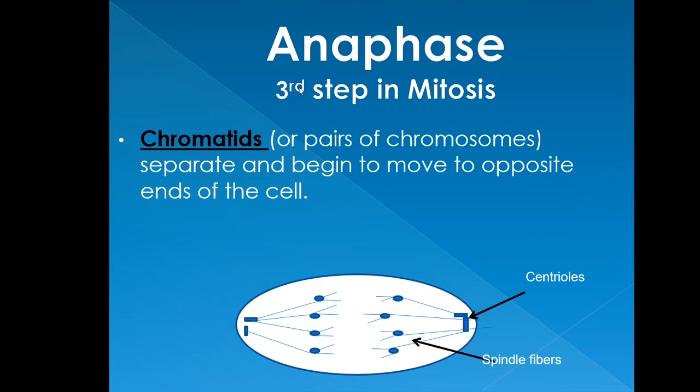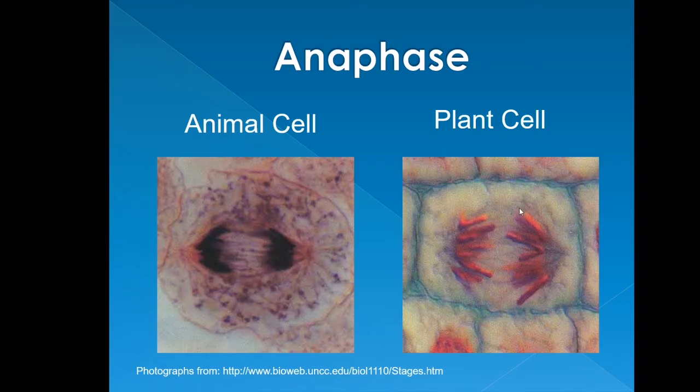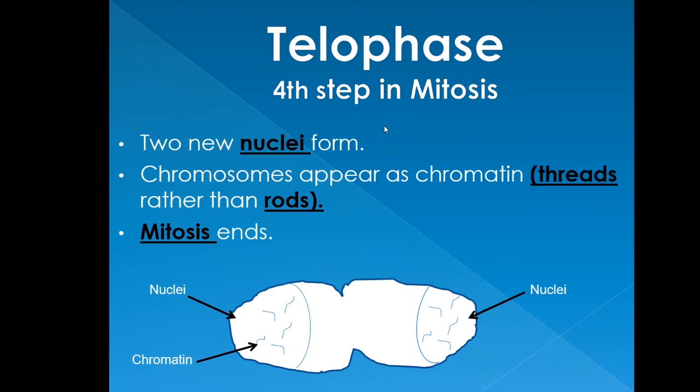And then in anaphase, this is our third step in mitosis. Chromatids, or pairs of chromosomes, sister chromatids, separate and begin to move to opposite ends of the cell. So we each take one copy of the chromosomes, and it starts to pull them apart. So it's like the centrioles are rolling in those ropes, or spindle fibers, to split them. And this is what it looks like under a microscope. It looks like a bunch of fingers, and they're moving to opposite sides of the cell.